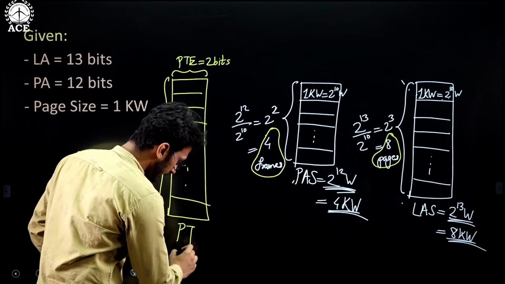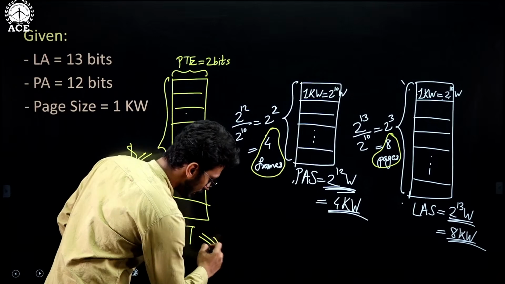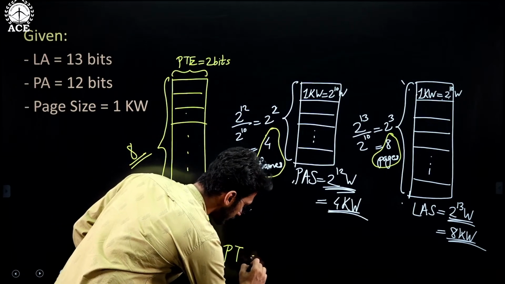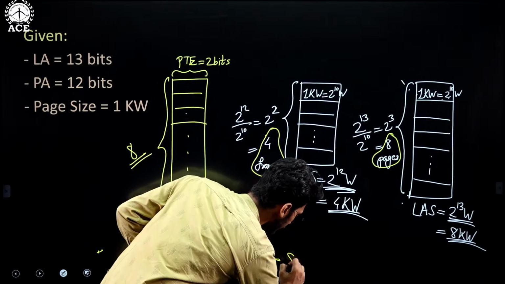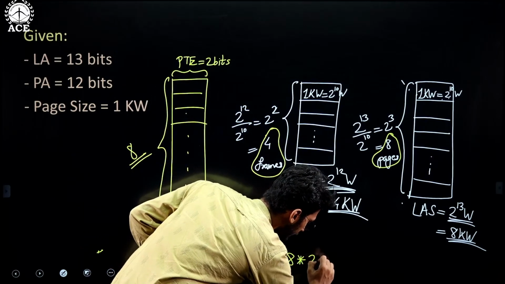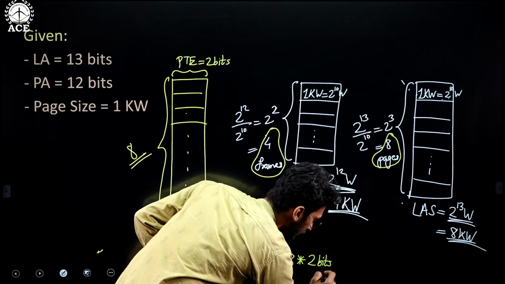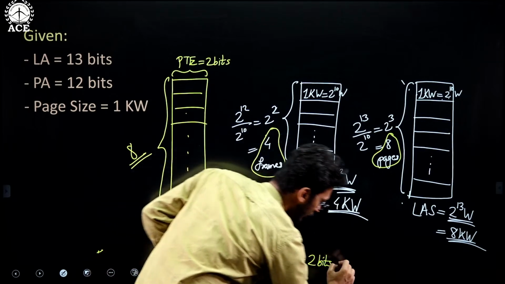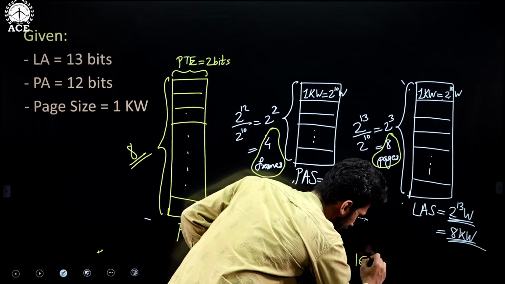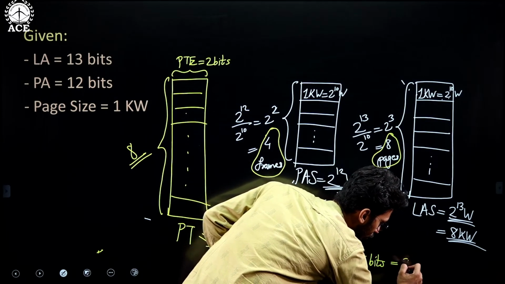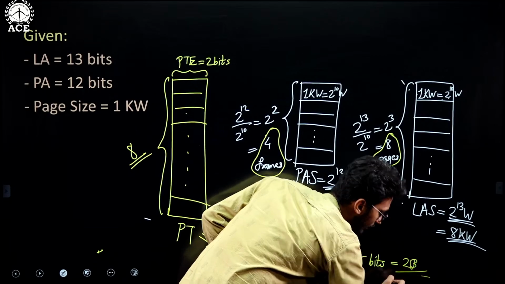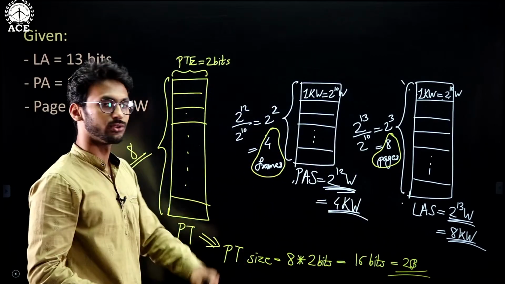Now what is page table size? From this you will get page table size. Tell me, what is page table size? 8 into 2 bits. 8 entries in page table, each entry is of 2 bits. So 8 into 2 is 16 bits. It means how many bytes? 16 bits, so 2 bytes. Done. So page table size also you got.